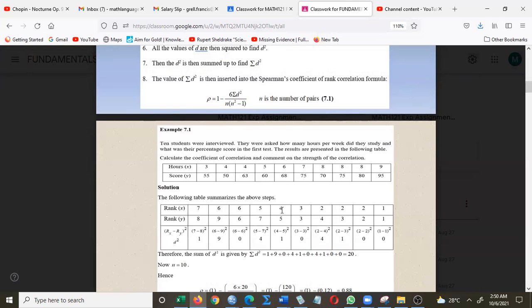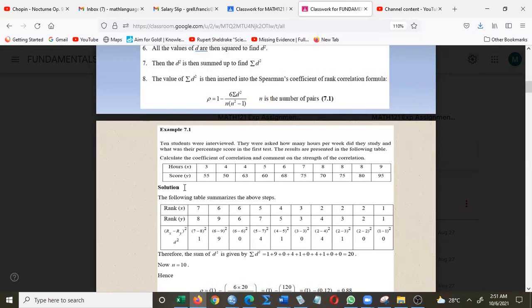6 is the fourth highest, it gets a rank of 4. 5 is the fifth highest, it gets a rank of 5. 4 is the sixth highest, it gets a rank of 6. But there are two 4s, so you have 6 and 6. And lastly, 3 is the seventh highest, so you get a rank of 7. All right, the highest value gets a rank of 1.